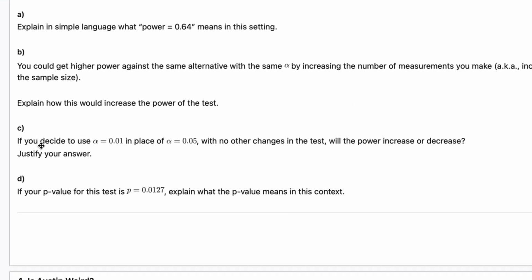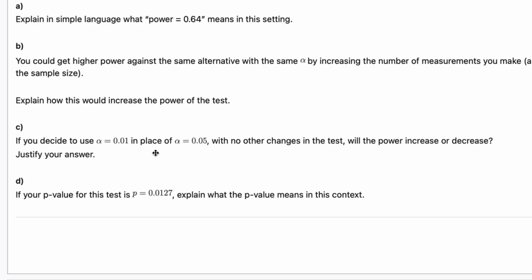Part C, if you decide to use alpha equal to 0.01 in place of alpha equal to 0.05 with no other changes in the test, will the power increase or decrease? Justify your answer. Okay, so we changed the alpha, and it asks us what will happen to the power. Well, power will definitely decrease. Why? In simple logic, alpha has an inverse relationship with beta, which is type 2 error, and beta also has an inverse relationship with power.